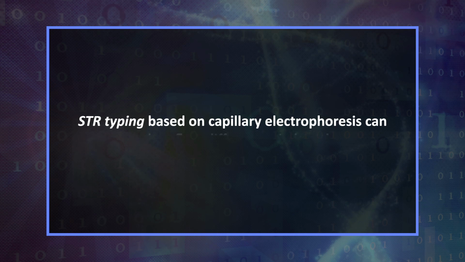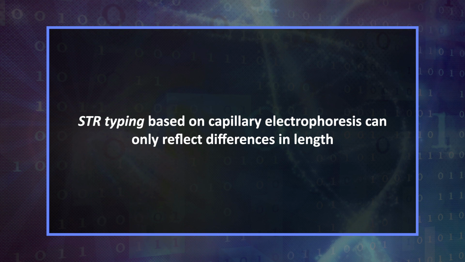STR typing based on capillary electrophoresis can only reflect differences in length. This provides a new possible method for difficult cases involving complex kinship identification and the resolution of mixtures. Since forensic polymorphic STR loci are limited in number and cannot provide more functional information, this hampers the effectiveness of the application in the forensic community.